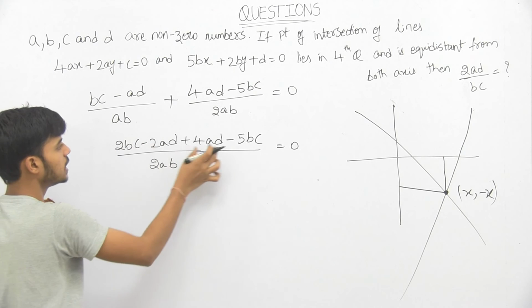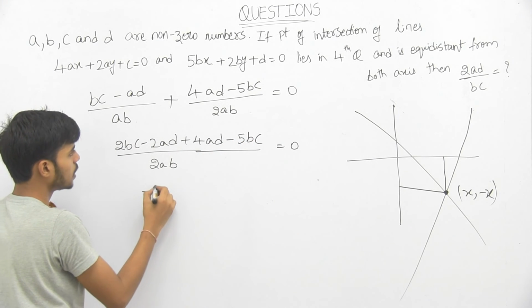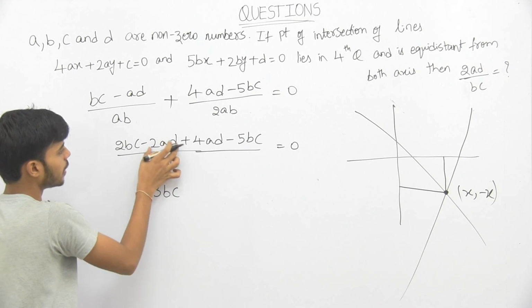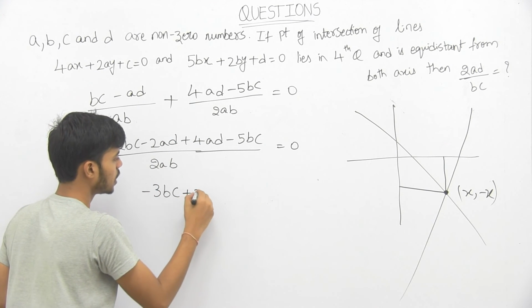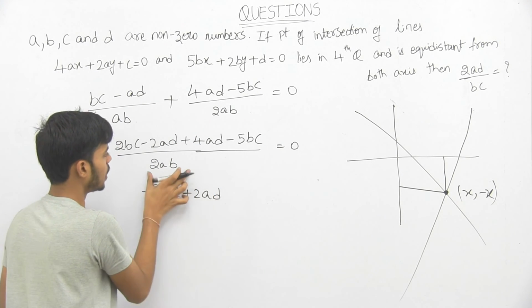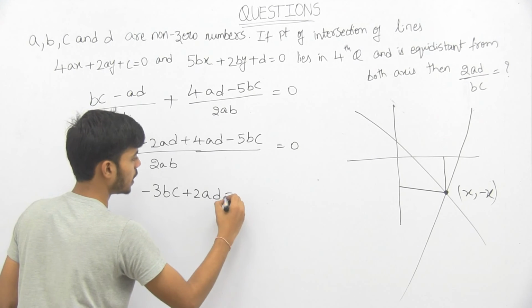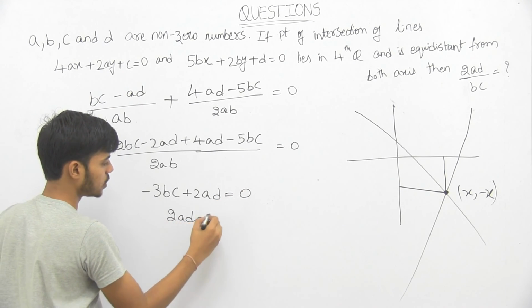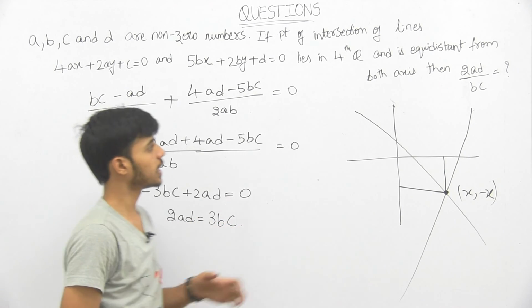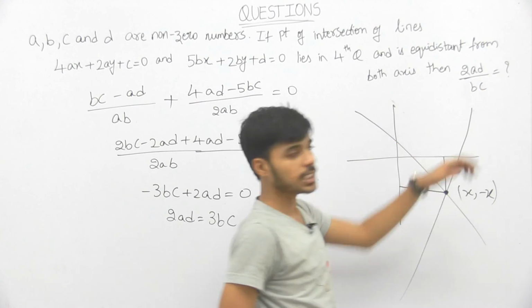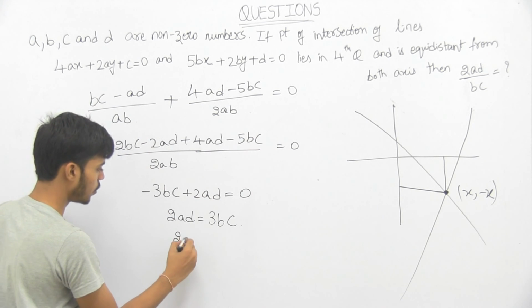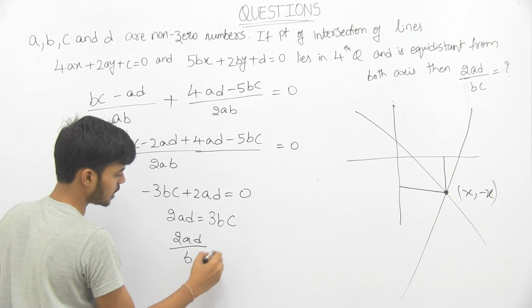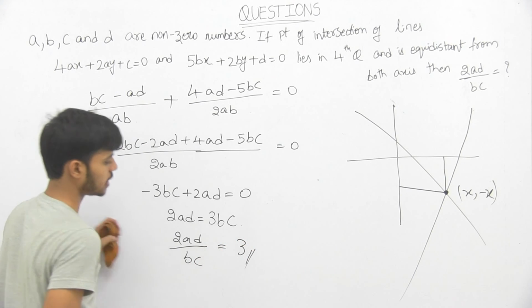So 2bc minus 5bc is minus 3bc, minus 2ad plus 4ad is plus 2ad, and क्रॉस मल्टीप्लाई करने पर डिनोमिनेटर 0 हो जाएगा. Therefore we have 2ad is equals to 3bc. हमें फाइंड करना है 2ad by bc is equals to how much. Therefore 2ad by bc is equals to 3. Hence the answer is 3.